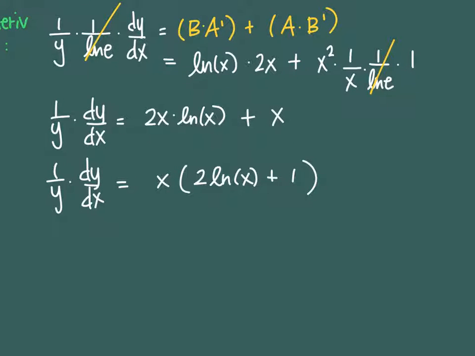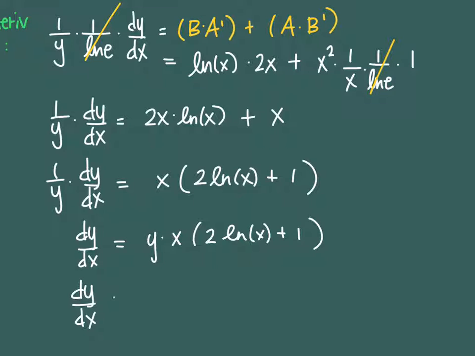And my last move is to get dy/dx isolated by multiplying the y on both sides. So my dy/dx is going to be y times x times 2 ln x plus 1. And what was y to begin with? Okay, so replace that y with what it was. So your final answer would be x to the x squared times another x times the quantity 2 ln of x plus 1.